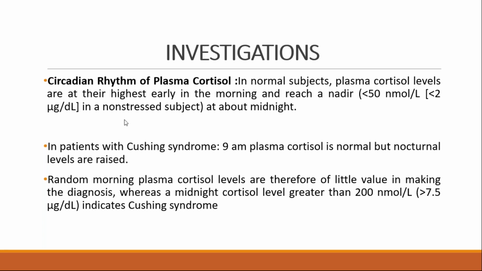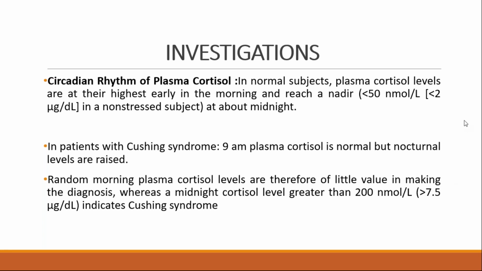The circadian level of plasma cortisol in a normal subject: plasma cortisol levels are at their highest early in the morning, and at about midnight they reach their lowest. But in a patient with Cushing syndrome, the 9 a.m. plasma cortisol level is normal, but nocturnal levels are raised. This is the striking difference in the circadian rhythm in a patient with Cushing syndrome. Whereas in a normal patient, the 9 a.m. plasma cortisol level will be the highest, in a patient with Cushing syndrome, the 9 a.m. level will be normal, but the midnight level will be raised.